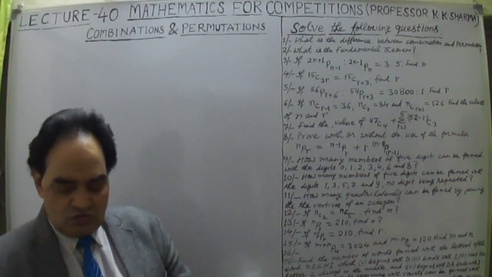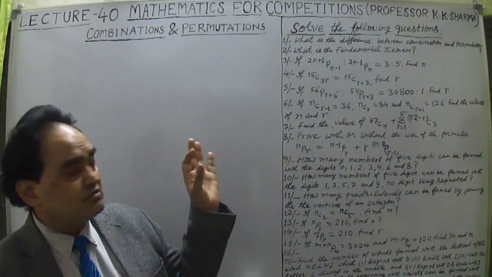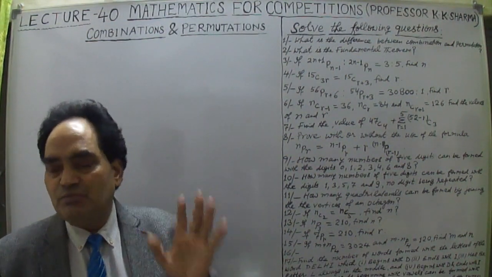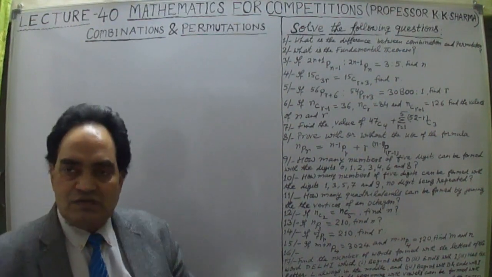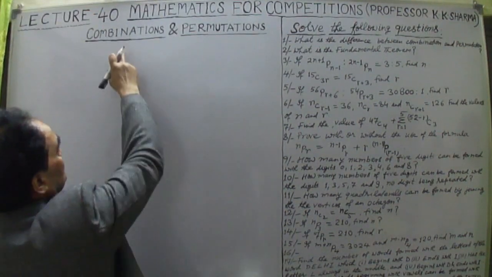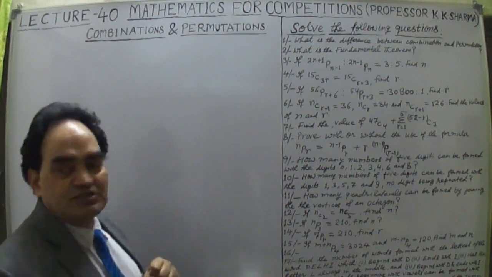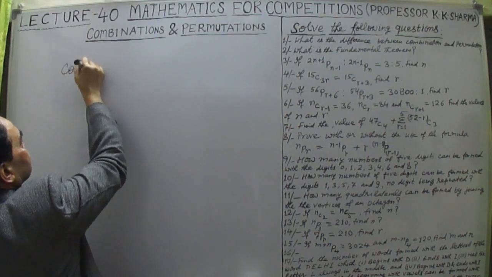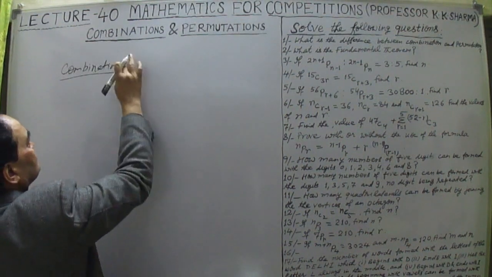Let me take them one by one. The very first question says, what is the difference between combination and permutation? First let me describe what is combination and what is permutation. After that I'll talk about the difference. If I talk about combination first, no problem, let me take combination. What is combination? Let me first describe this.